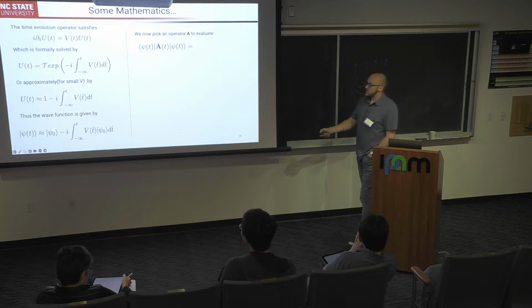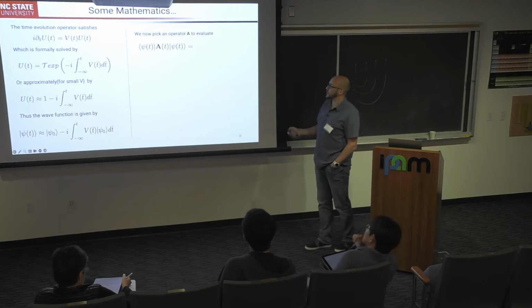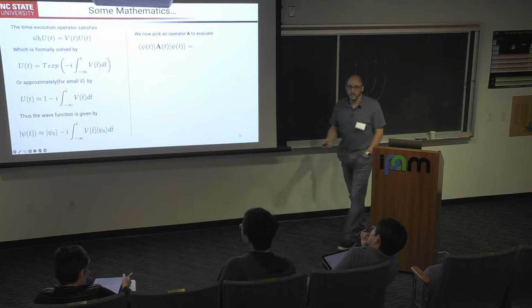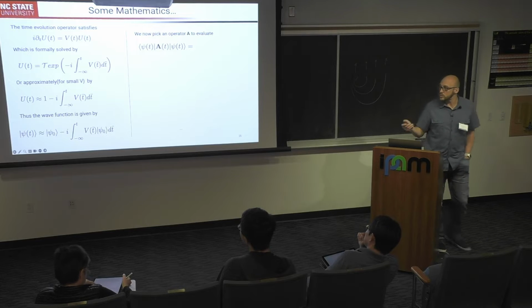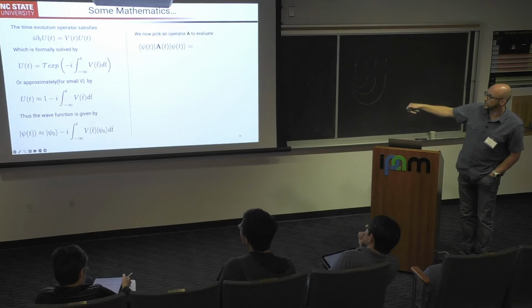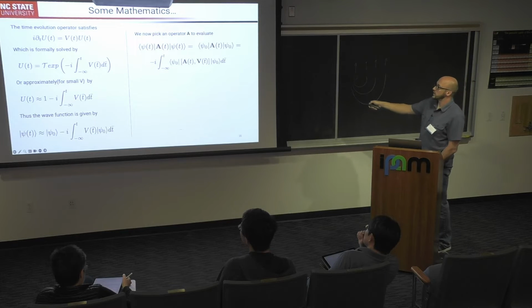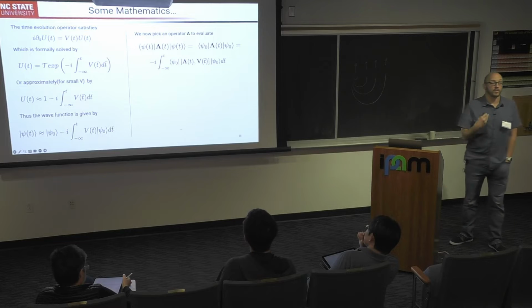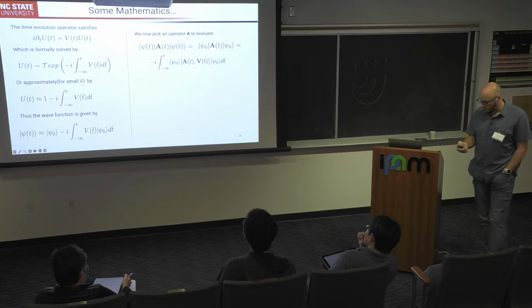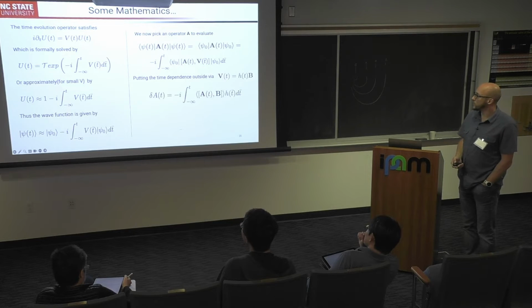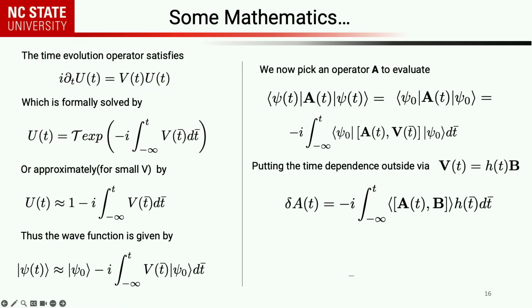So now, within this state, I pick some operator that I would like to measure. Well, you can probably see where this goes, right? You take this state, you put its conjugate there, and what you get to linear order is the thing in the unperturbed state plus a commutator of the operator that you were after. And if you put the time dependence outside, then the change in A due to my B field looks like this. This is now a commutator between A and B.